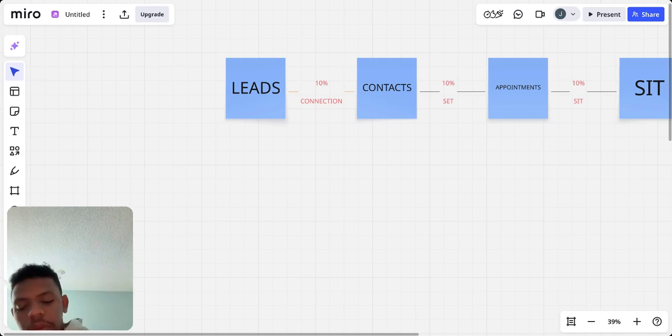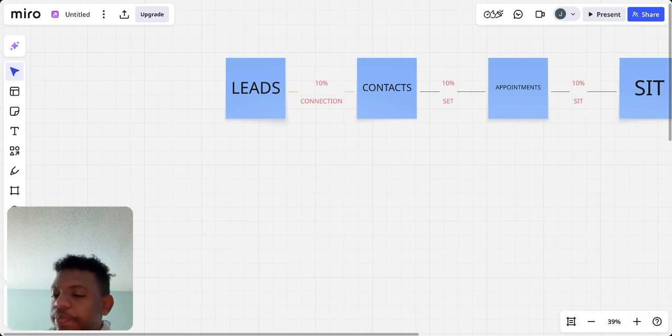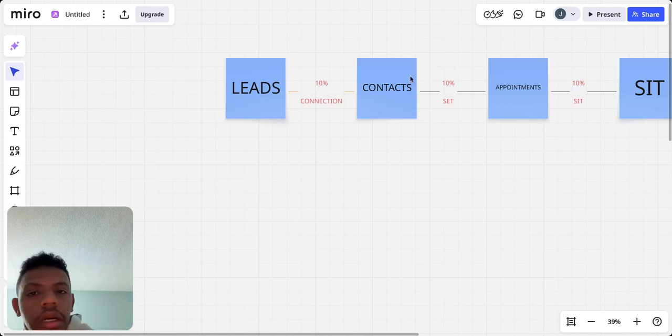So out of all of these people that we contact, how many can we actually get to set an appointment with us? How many of these are not just BSing and filling out the form for no reason, or just don't even want solar anymore if they're an aged lead? Let's say out of 10 people, how many can we get to set an appointment? That is the next spot in our KPIs: how many contacts, the people that we actually speak to, can we get to set an appointment?